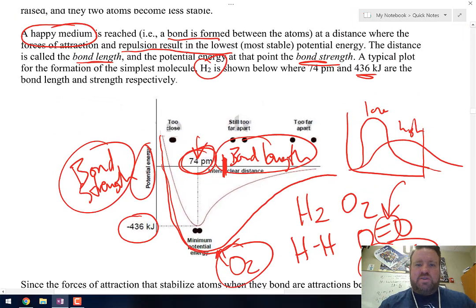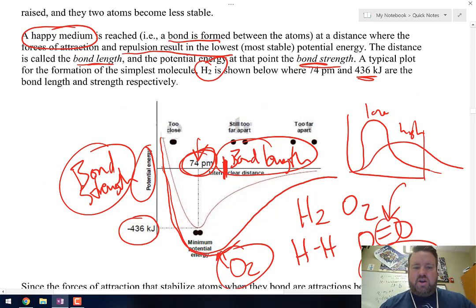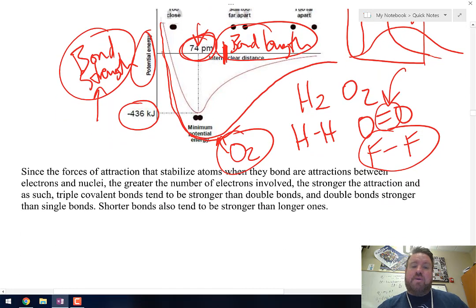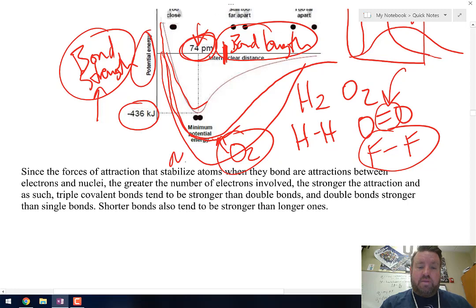If you see a diagram like this, what you need to know is that usually it's bond strength that differentiates them. But if it's very obvious, like hydrogen versus oxygen, then yes, you will notice a difference in their bond length as well. A single bond is not going to go as far down. A double bond is going to go farther, and a triple bond, something like N2, would go even farther down.